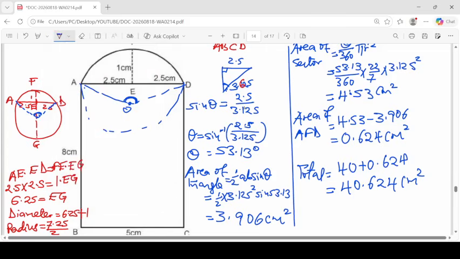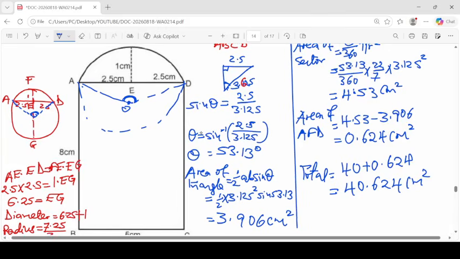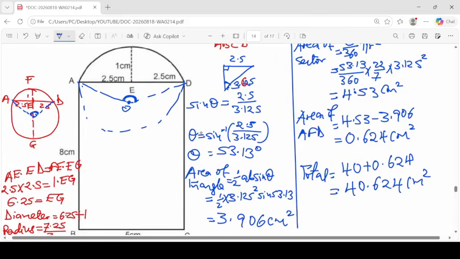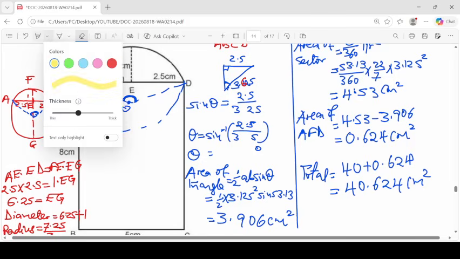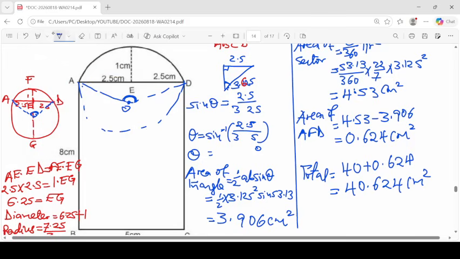This should be 3.625. This should be 3.625. I think it's going to cause some minor changes here, but it's very important we update. 3.625. It can also even change this angle, I think. So this is now 3.625.